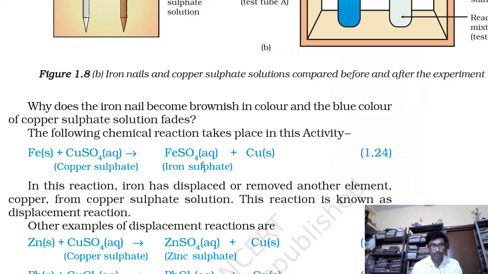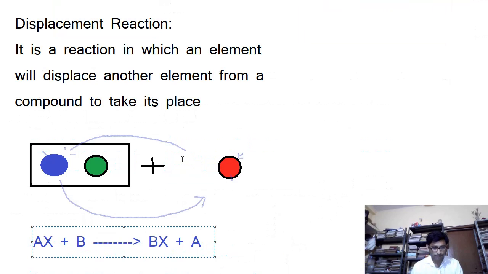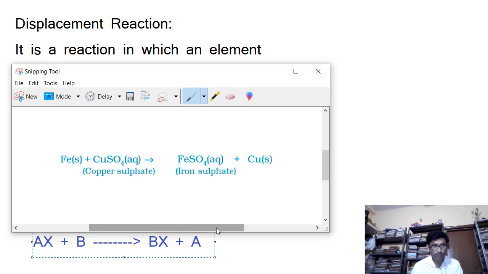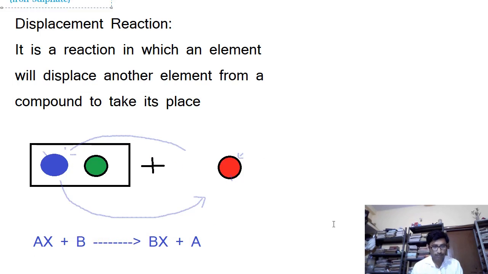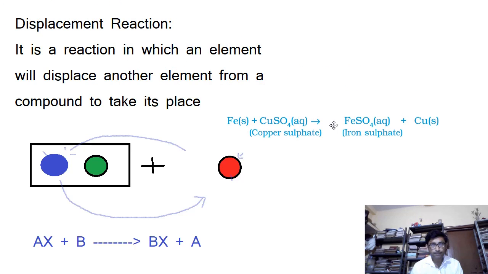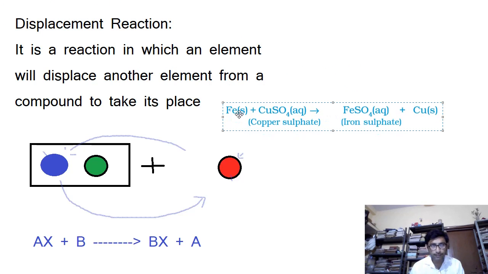Just take up this reaction from here and we will paste it to our workplace over here. Okay, I'll use this. So this is the reaction. This is a balanced equation actually, and it has got its states also mentioned in it. So iron takes the place of copper and forms iron sulfate, and copper is displaced from copper sulfate. So this is a good example of displacement reaction.